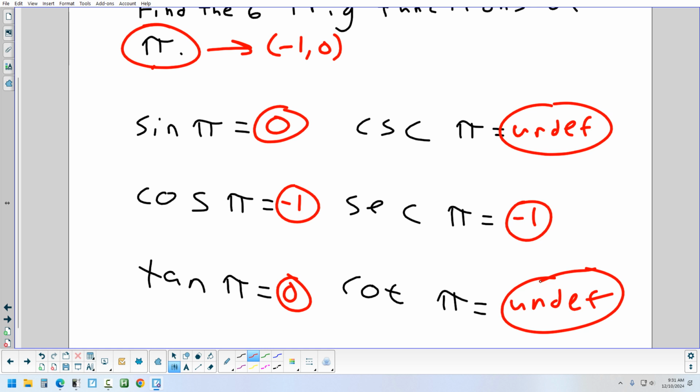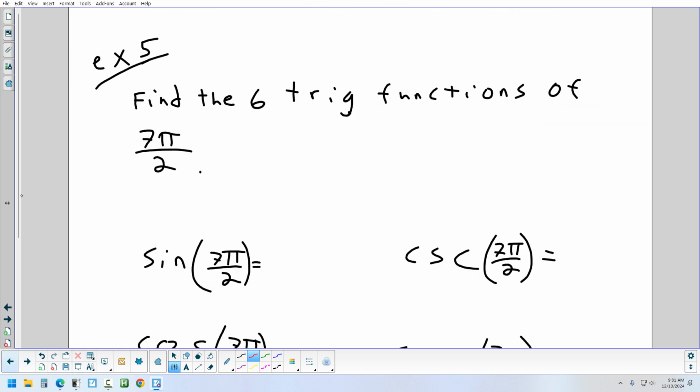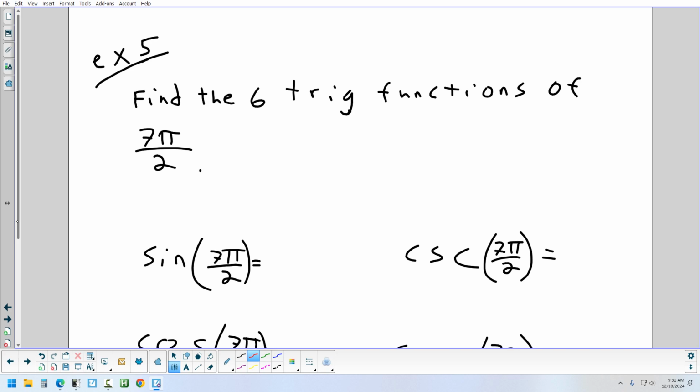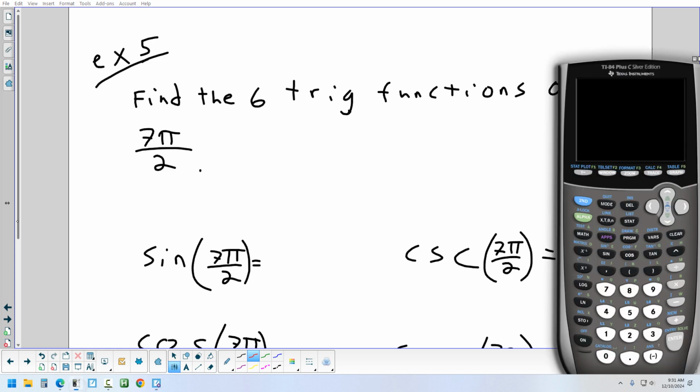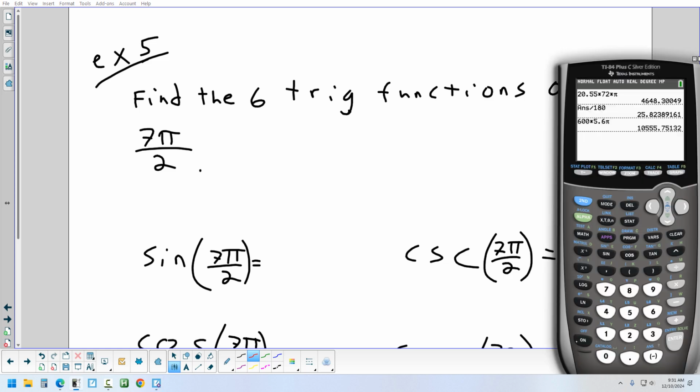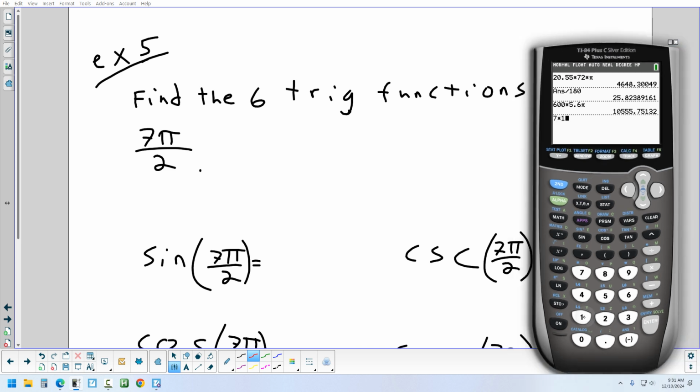All right, so any questions on the 6 trig functions there? All right, let's try this one. Find the 6 trig functions of 7 pi over 2. Not as easy of a radian to work with, so what might you want to do this time to help you? Yep, convert to degrees. Make it easier. So you multiply by 180 and divide by pi. So it's going to end up being 7 times 180 divided by 2. So that is 630 degrees.